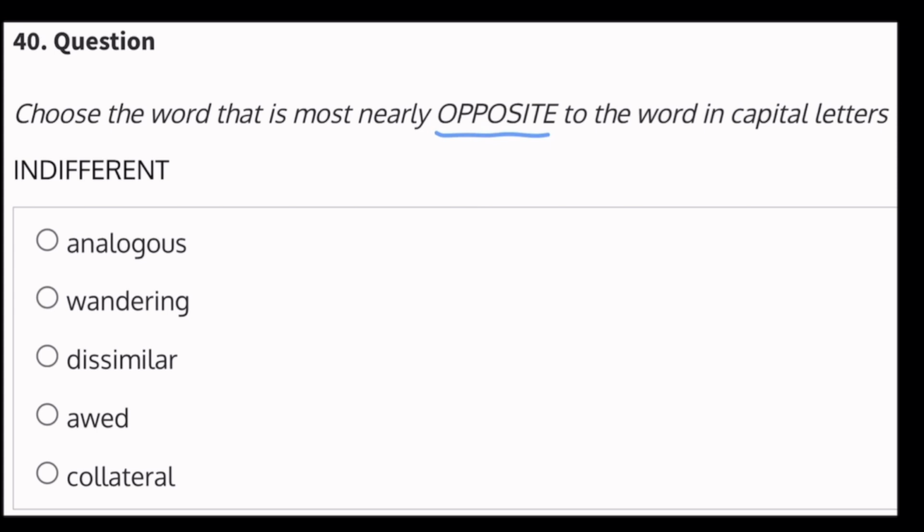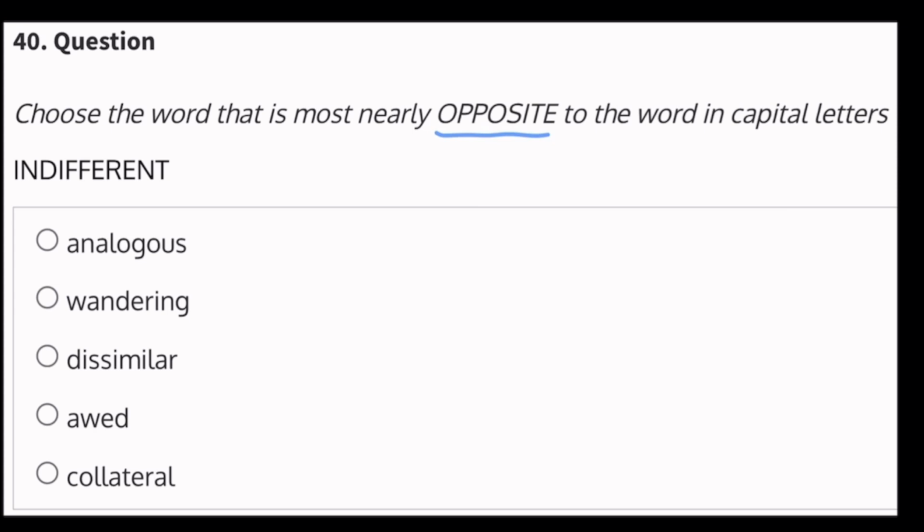Now, it's important to note that test makers often use words that have more than one meaning. So the correct answer might refer to the most common meaning of the word, or it might refer to the opposite of a different or secondary meaning of this word. So we need to keep this in mind as we evaluate our answer choices. This will help us discern which of these answer choices is a true opposite and which one is merely potentially relevant to our word in question.